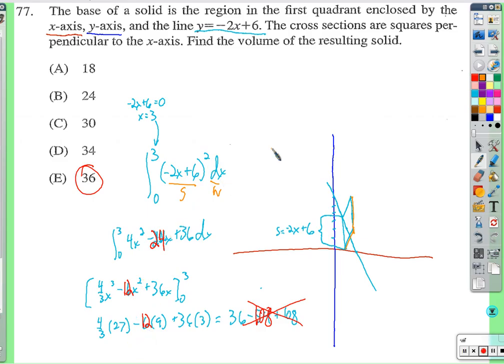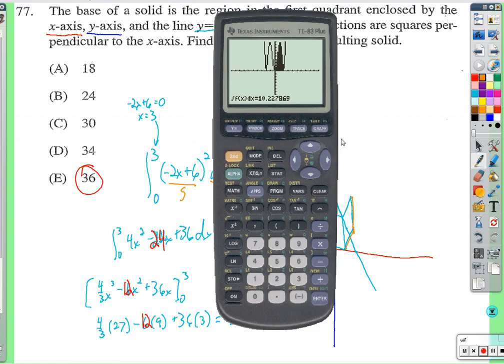But unless, at least for what I've given you, if it doesn't have a no calculator sign, use your calculator. So it doesn't take long for me to do this, but again, you should use your calculator. Open it up, please. Thank you.